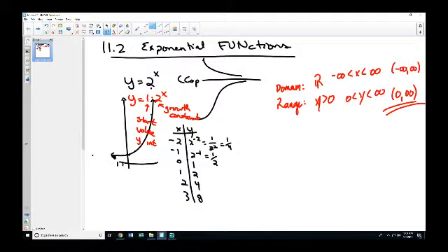Is that function increasing or decreasing? Yes, it's strictly increasing. So it's always increasing, left to right. Always going up. So this is strictly increasing.